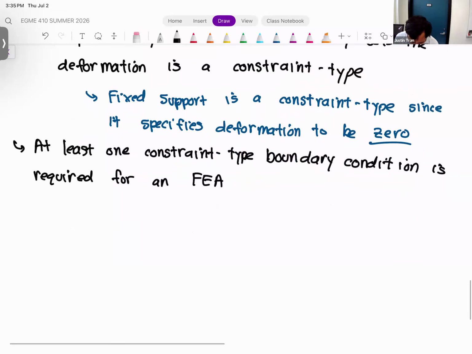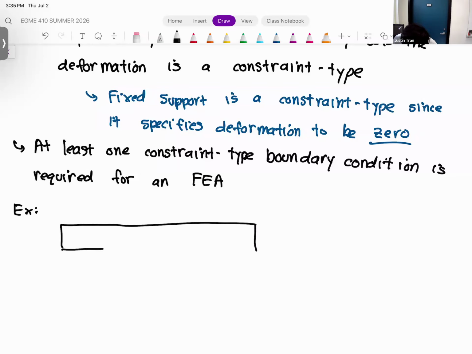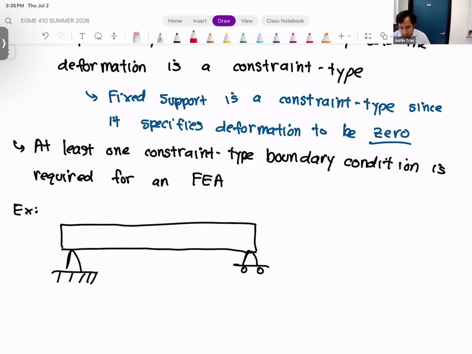And this makes sense physically too, because without a fixed support or without a constraint, you're going to get rigid body motion. To give an example, let's look at a typical beam. If we look at a simply supported beam right here, we have maybe a pin support on the left-hand side, and then let's put a roller support on the right. If we apply a tensile force, let's say a force going to the right here, we expect this beam is going to elongate.